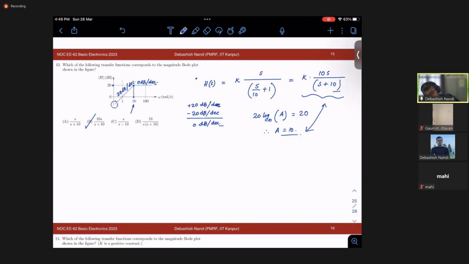But just the one that corresponds to the magnitude plot shown in the figure. Then you can simply see that only this part B will correspond to this kind of nature, right?